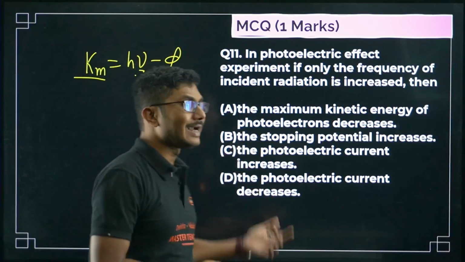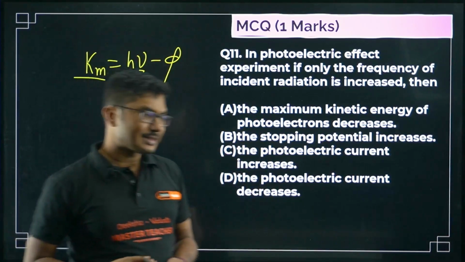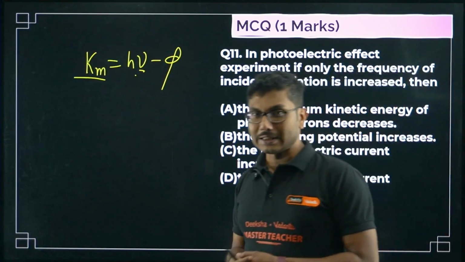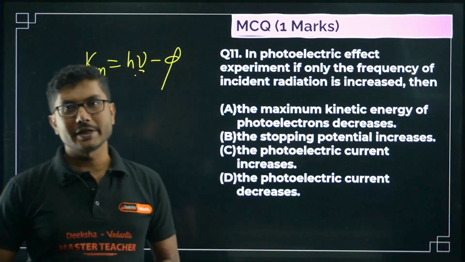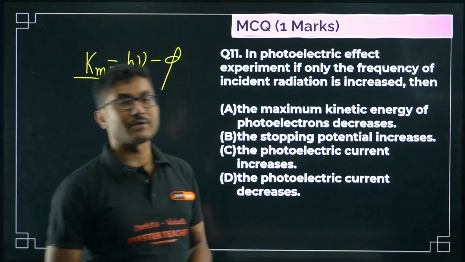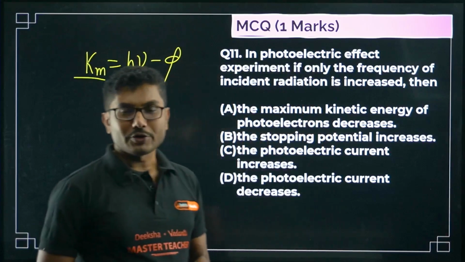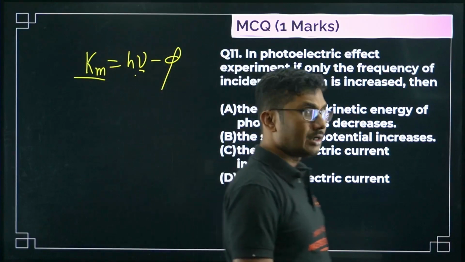Now the photoelectric current does not depend on the frequency. Yes, the frequency has to be above the threshold frequency, but other than that the saturation current is independent of the frequency. Saturation current is dependent on the intensity of the light, right? But kinetic energy and stopping potential are dependent on the frequency.